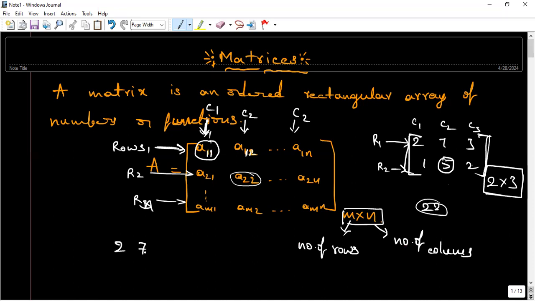Let us deep dive into our topic by taking one more example. 2, 7, 7, 2. I have one example here. Here I have exactly 2 rows, 2 columns. This I can write as 2 by 2. So 2 rows are there, 2 columns are there. That's why it is a 2 by 2 matrix. Matrices are of different types that we'll see.